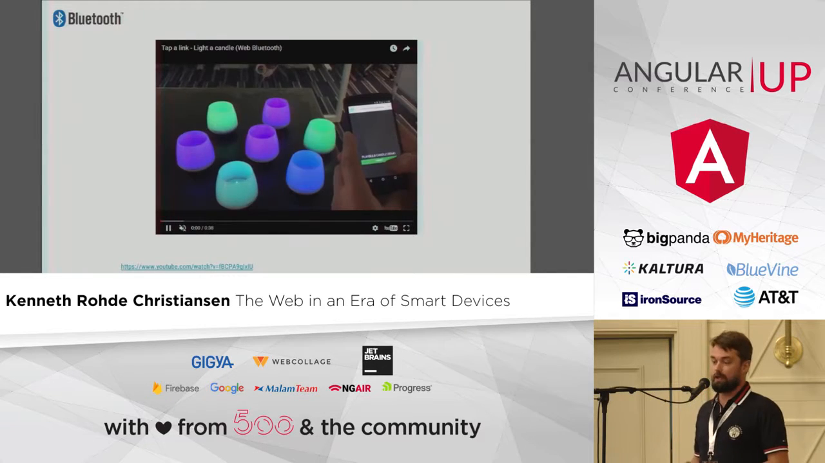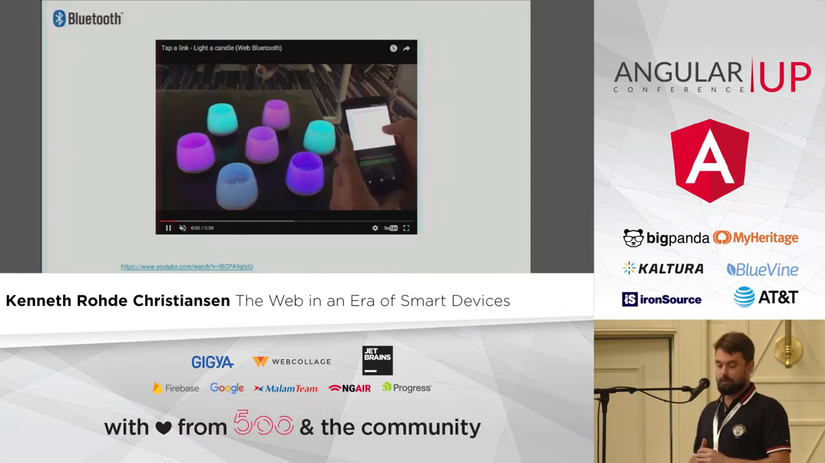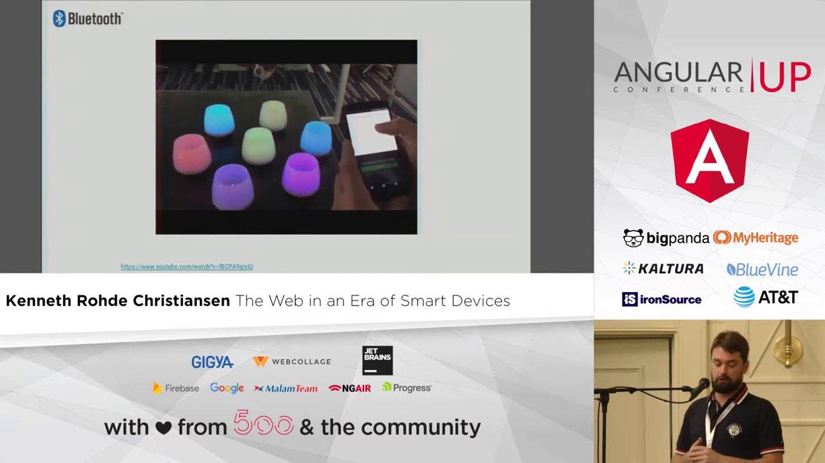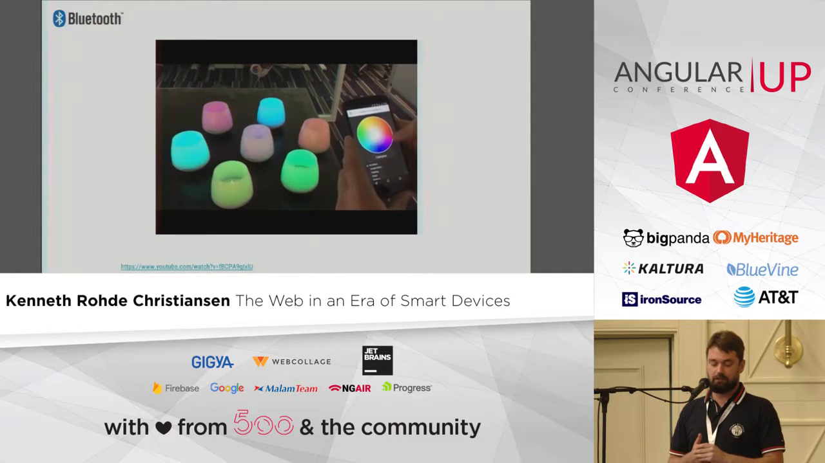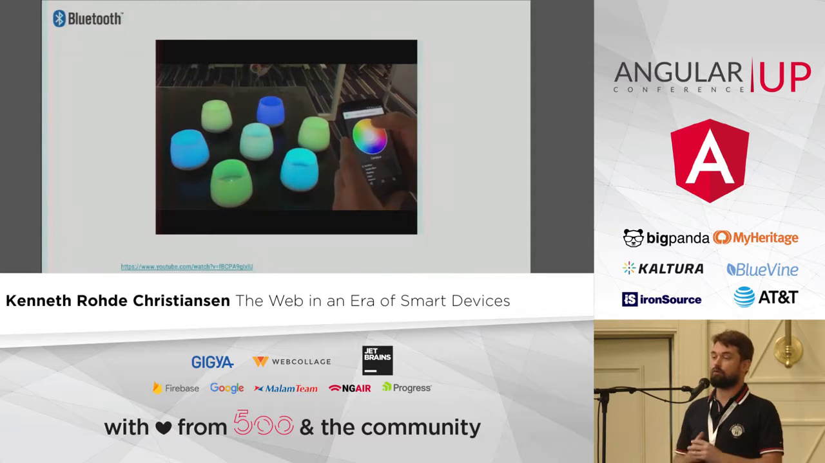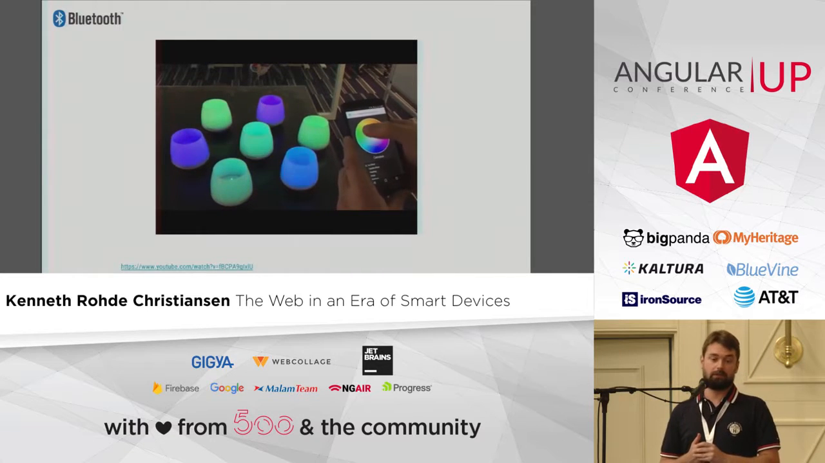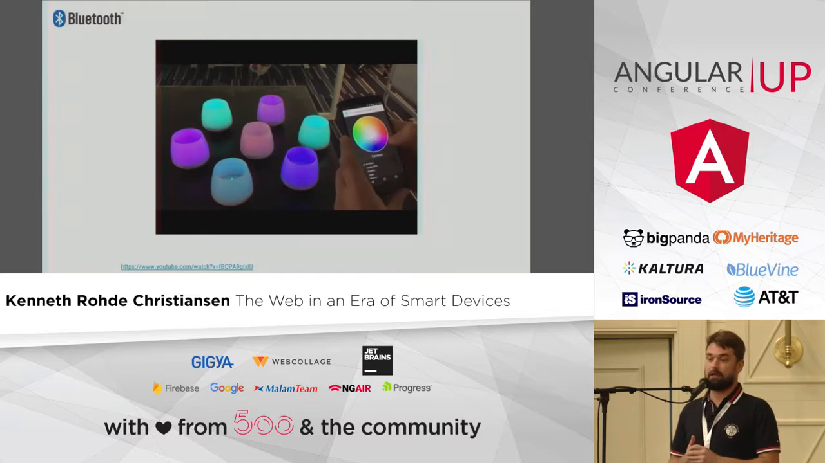So let's take a look at how it works today with Web Bluetooth. Here you see a guy connecting to the light bulb in the middle. He just selects the device on his screen, and he's able to actually change the color. No wires used, just using a regular website. This is pretty amazing, I think.